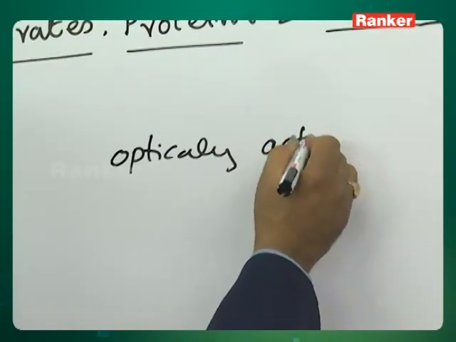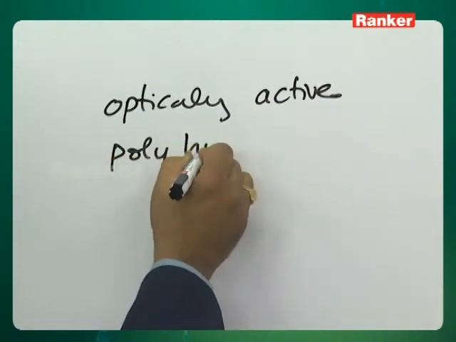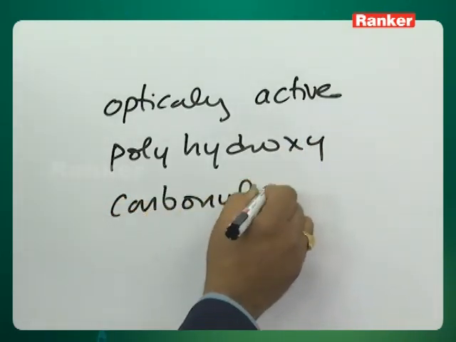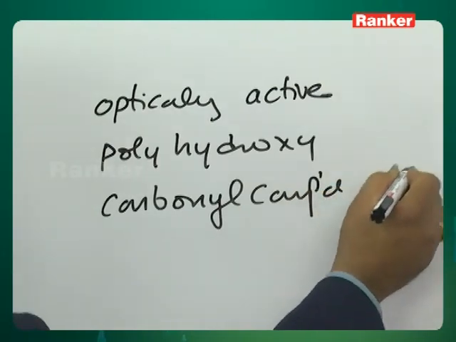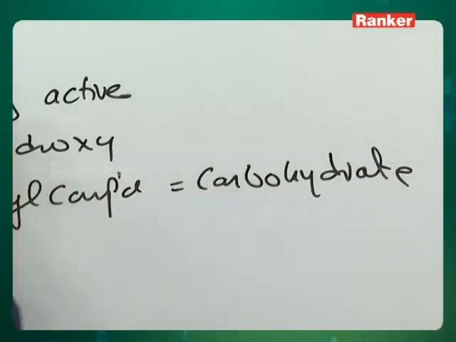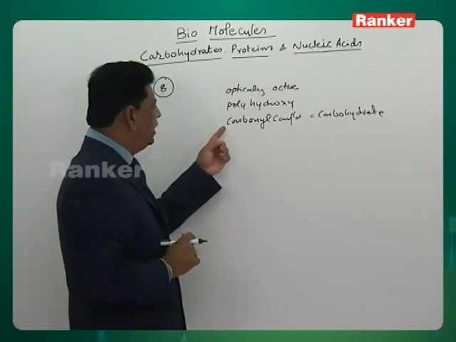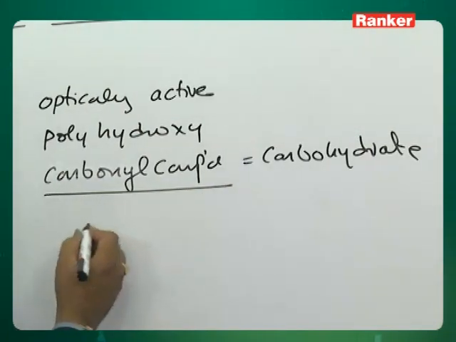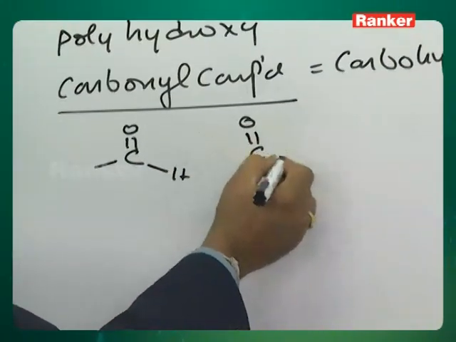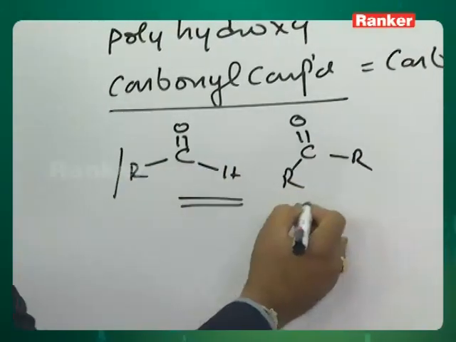optically active polyhydroxy carbonyl compound. This is the definition for the carbohydrates. So, you must have an optically active center with a polyhydroxy, minimum at least 2 OH groups, and a carbonyl group. Here you cannot define the carbonyl group, whether it is an aldehyde function or the keto function. We cannot say whether it is ketone or aldehyde. Either one can be present. It can be an aldehyde, it can be a ketone.